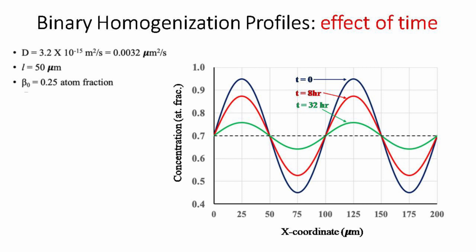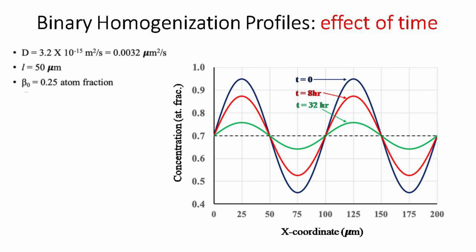We can see as the homogenization time proceeds, the amplitude keeps dropping. So, the fluctuations are getting lower and lower. So, with time the profile is tending to flatten out.